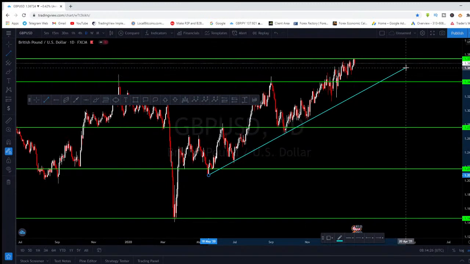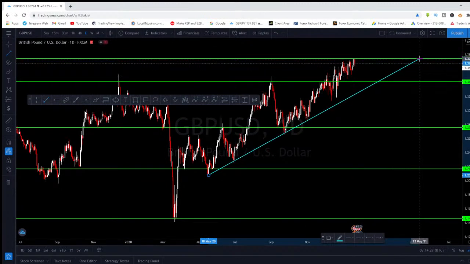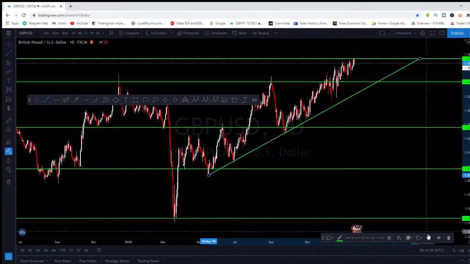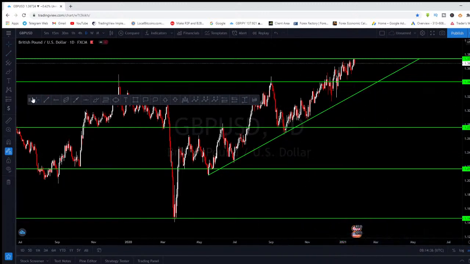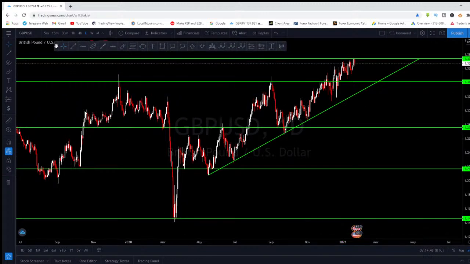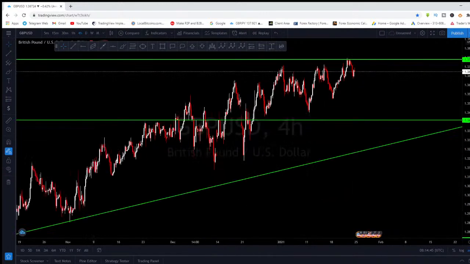This is my trend line on this GBP USD. Okay, so that's the daily trend line right now. Let me change the color to green. There we go. So that's the trend line and things like that. Let me just put this at the top. So now let's go down to the 4-hour time frame.